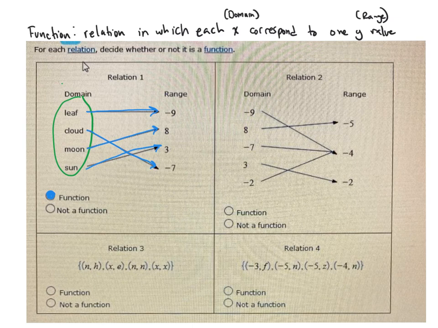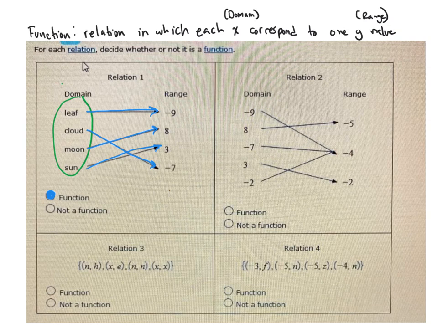If I were going to make this not a function, what would be a problem is if you had something like this, but then you had an extra arrow that went like this. So if you added this, this would not be a function because you have leaf, one of the domain elements, going to two different range values. Each domain has to go to just one range. So if we get rid of that, now it's a function.